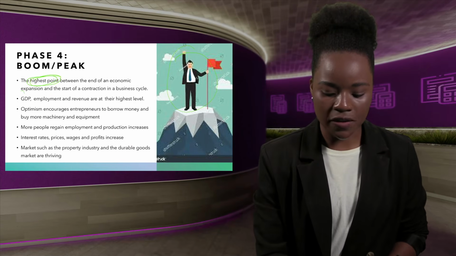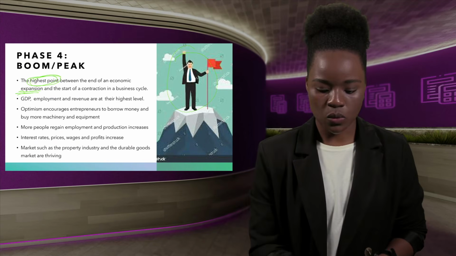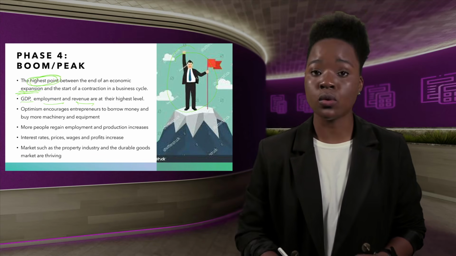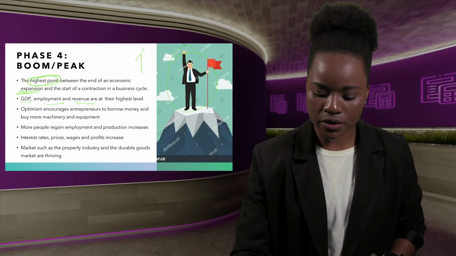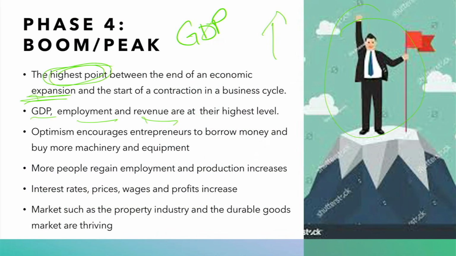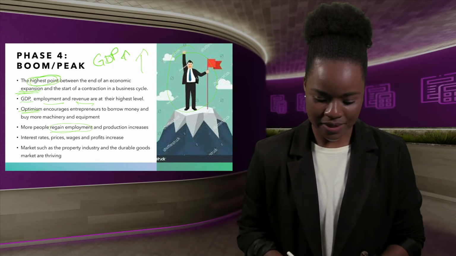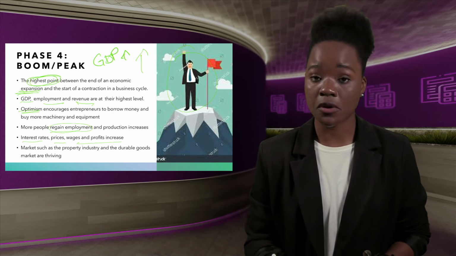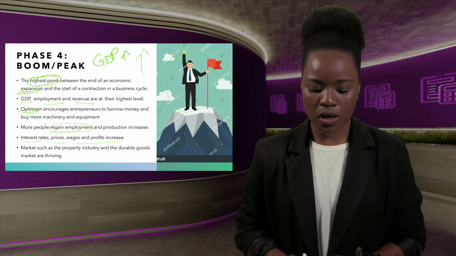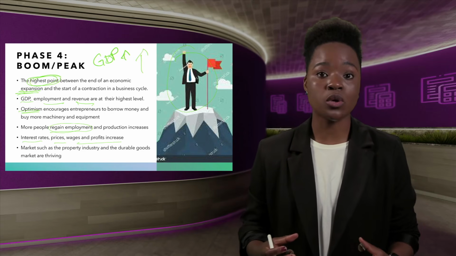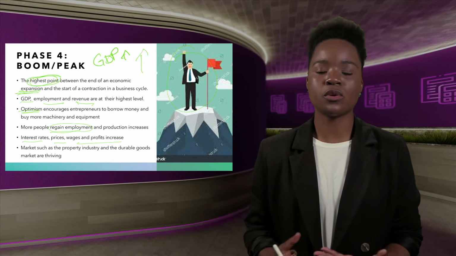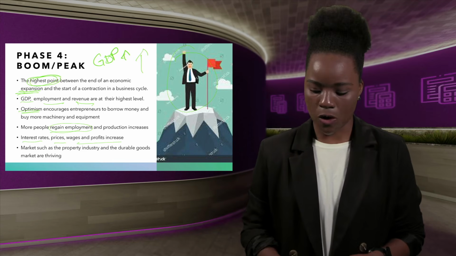Right. So we see a lot of expansion and growth in the peak. We see GDP, employment, and revenue going up. So there are a lot of increases. We also see optimism, positivity, hope for the future. People are regaining employment, so unemployment is low or at its lowest. Interest rates, prices, wages, and profits increase. And markets such as property are also going up because people can now afford durable goods like houses and cars and so on.